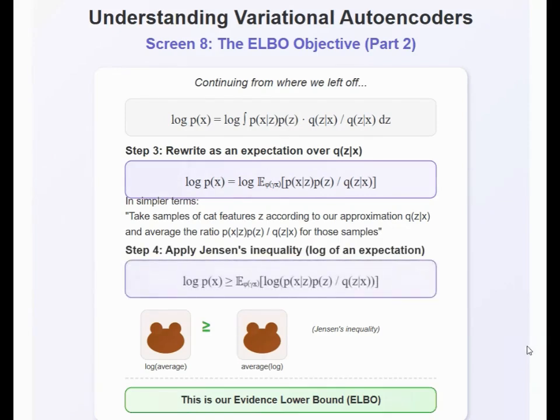Why is this important? Because the right hand side is something we can compute. It's an expectation that we can approximate by sampling from q of z given x, which is exactly what our encoder network allows us to do. This expression is our evidence lower bound, or ELBO. It's a lower bound on log p of x, meaning that if we maximize this lower bound, we're also pushing up the true log probability of our data. The ELBO gives us a tractable objective function that we can optimize during training. In the next screen, we'll further expand this ELBO to reveal its interesting components and understand what it's really optimizing.